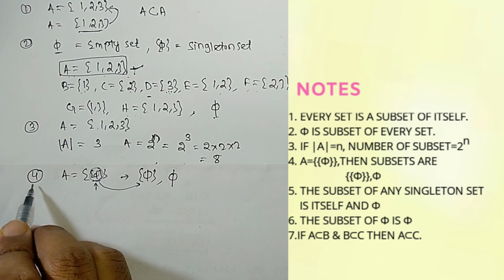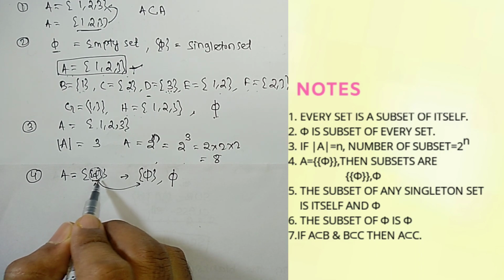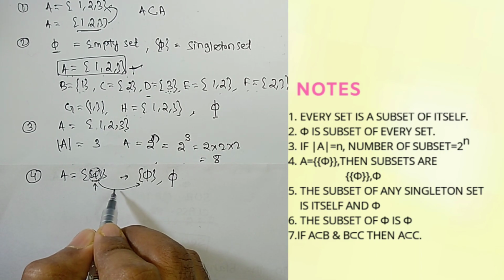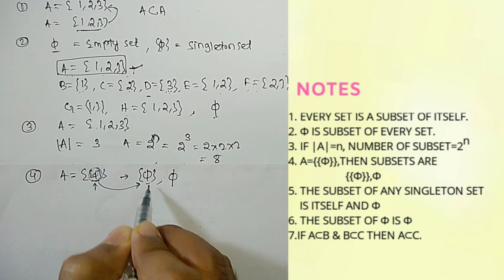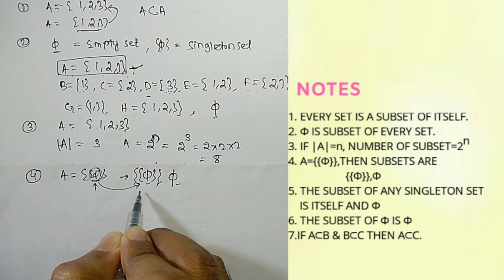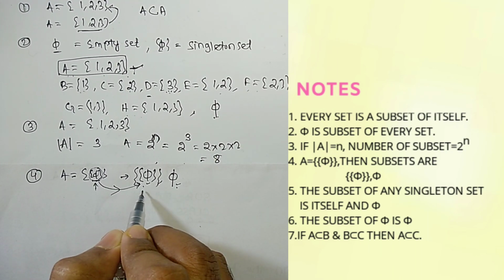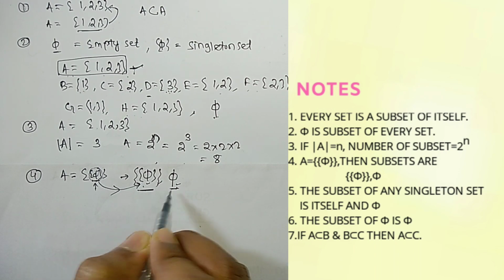And point number 4 is: if A is equal to the set phi within the set. So here, what are the subsets? It is an element and it is a set. So here we have to give a curly bracket, so it will be a subset and it is also a set. So the two subsets are, this is a set and this is a set. These are the two subsets.